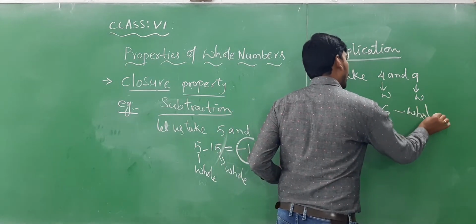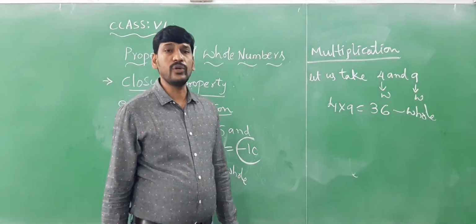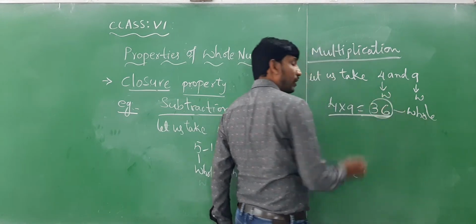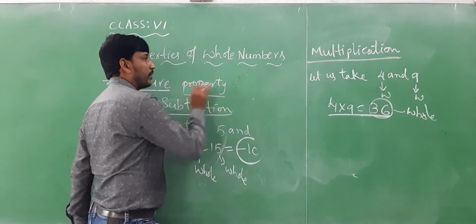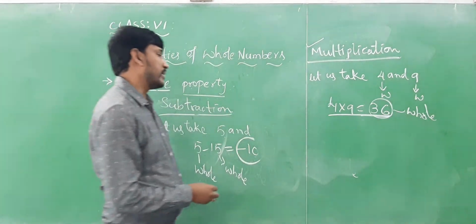Take any two whole numbers, and the product is always a whole number. So the closure property is satisfied under multiplication also. Clear? Now coming to division.